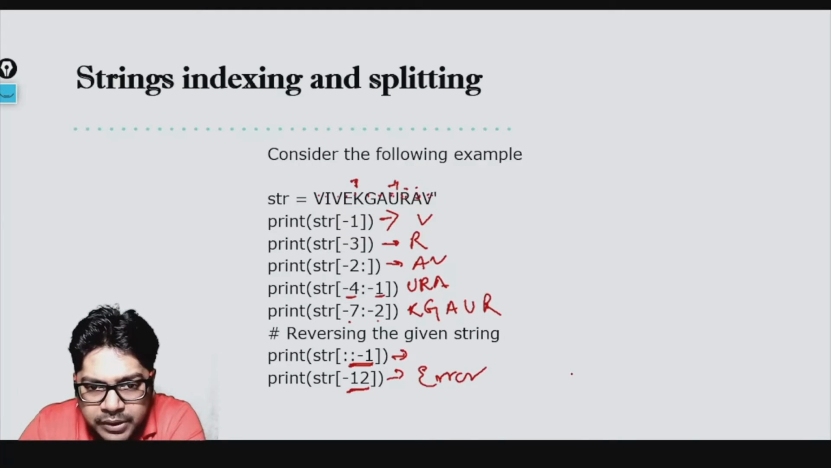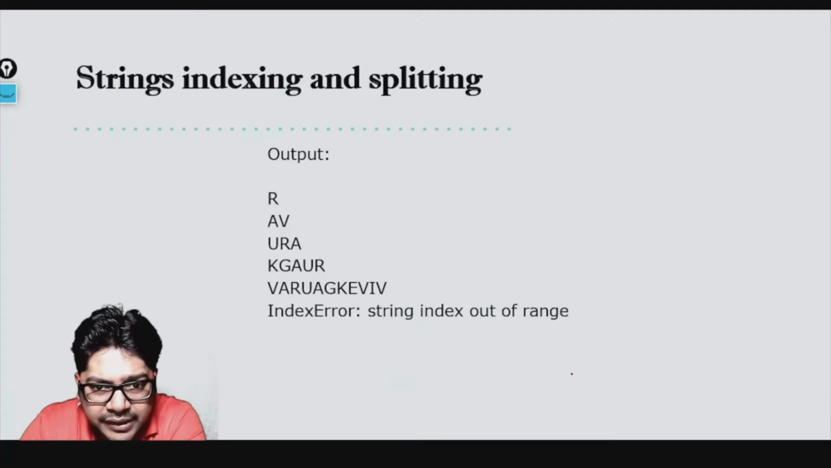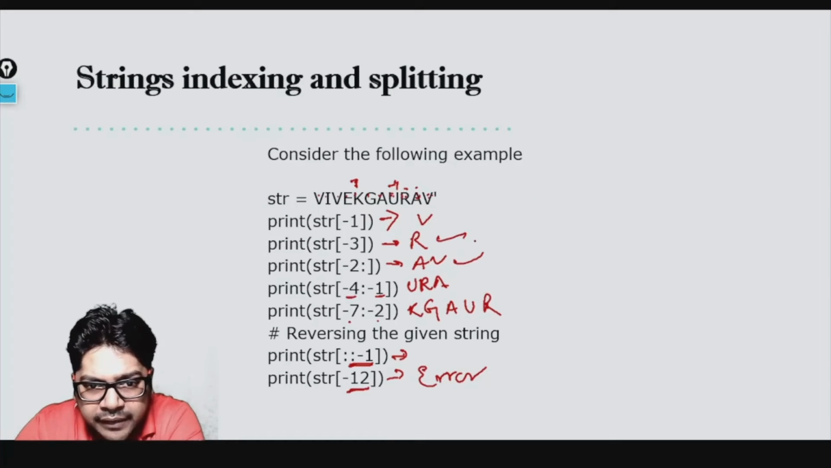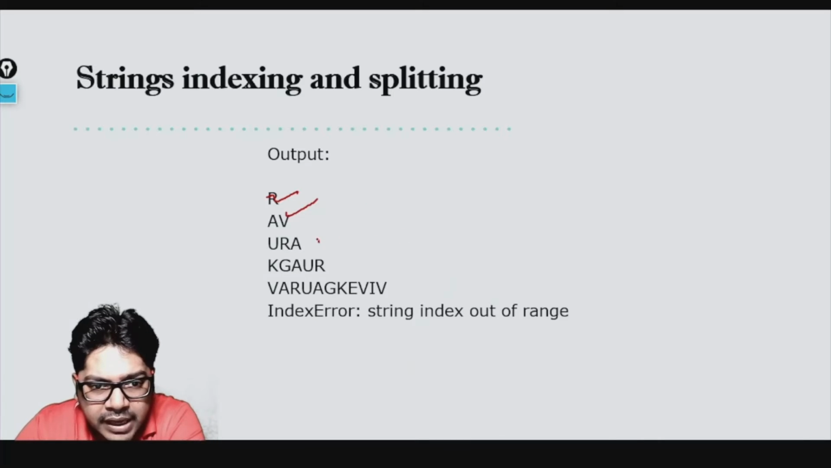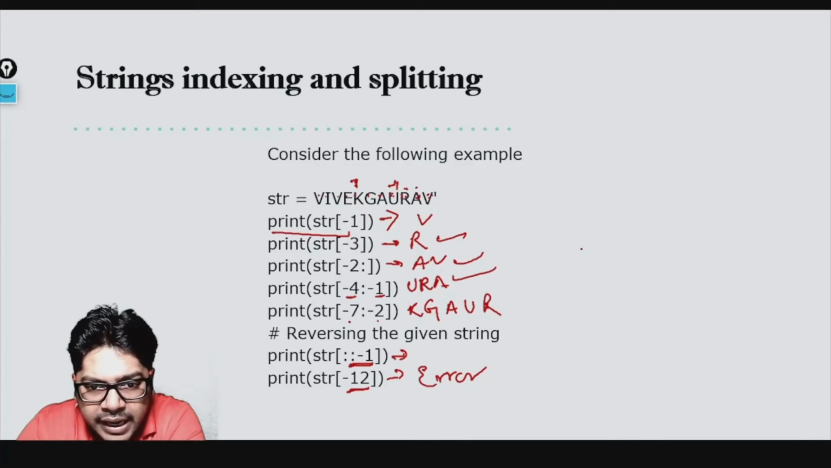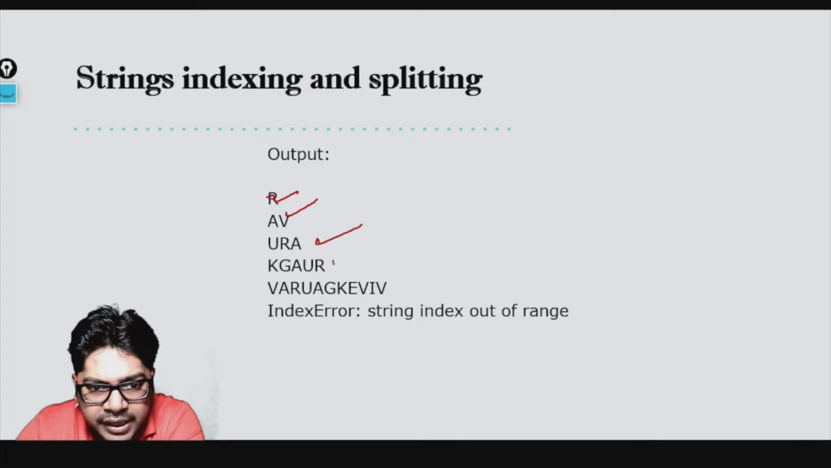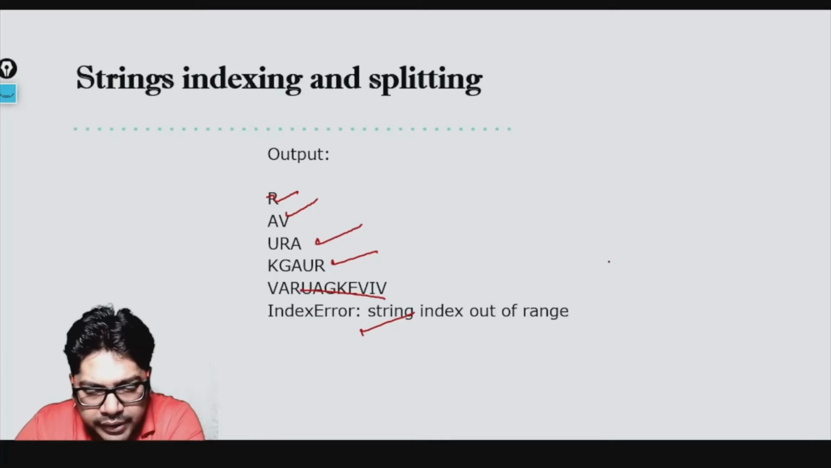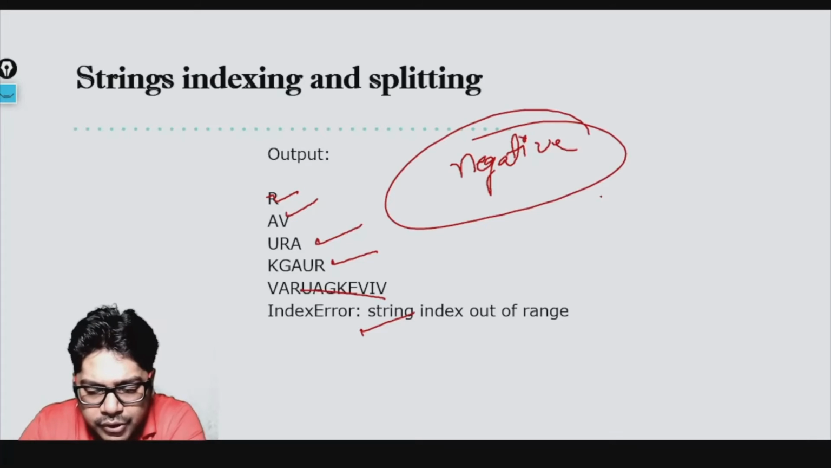Let us match the output, so to check whether our understanding is correct or not. So here you see we are having r and then av. The first one they haven't mentioned in the output. Then we have ura, and then kgaur, and then the reverse string, and then the error, and here they have the error. Okay, so now we are clear with the negative indexing also, right? Negative indexing can help you in many cases, so you should know that.